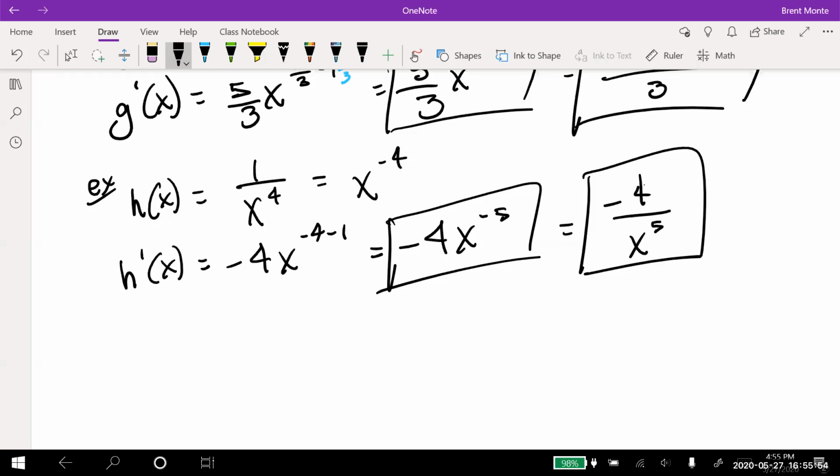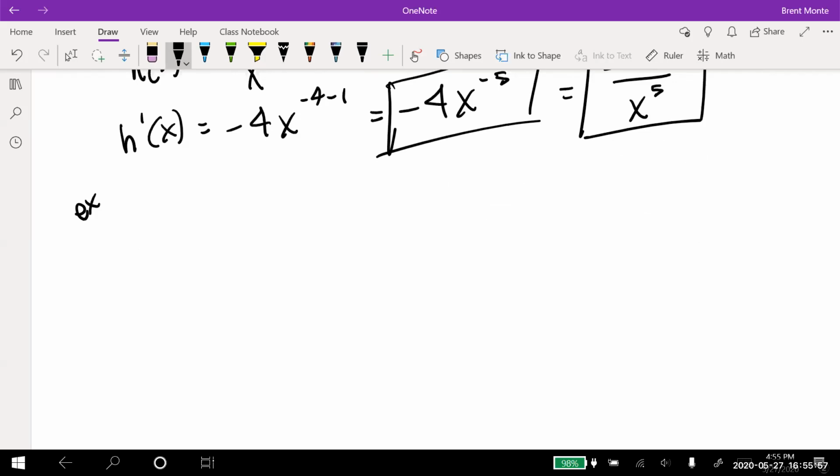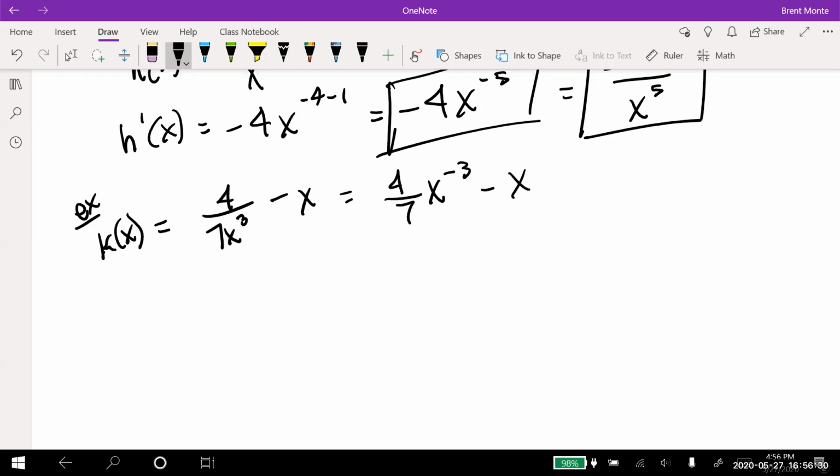Let's do this one. It's going to have 2 pieces to it. Example, let's call it k of x. I'm going to do a couple things. One, I'll do 4 over 7x to the 3rd. And let's just say minus x, because I want to make sure that you know how to take the derivative of just x. Well, think this way, that 4/7, keep it as 4/7, but then x to the negative 3. And then we'll just keep that negative x out here.